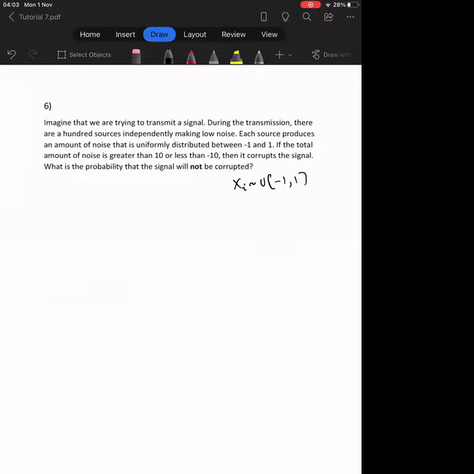The total amount of noise का क्या मतलब है कि the 100 sources independently making noise उनका जो sum है that should be between -10 and 10. तो ये है कि इसकी पहले हम देख लेते हैं इसका मीन क्या होगा. A plus B over 2, that's just going to be 0. इसका variance क्या होगा? And that's B minus A whole squared over 12. Yeah, you can compute that. This should turn out to be 1 over 3.